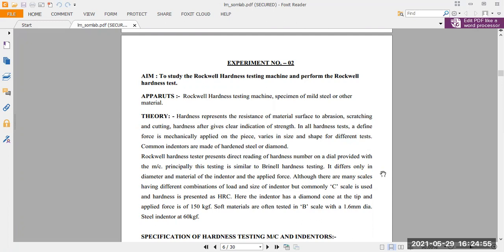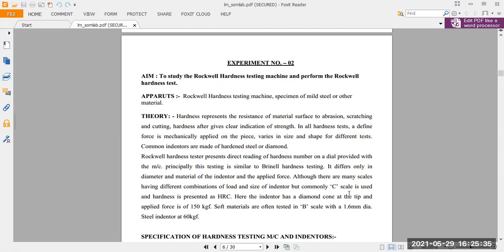Here we are having a 1/16 inch diameter small hardened steel ball and a diamond indenter in our machine, and more or less their uses are the same. The applied force is also much less than in the Brinell hardness test. There are many scales having different combinations of load and size of the indenter, but commonly the C scale is used, and hardness is presented as HRC.